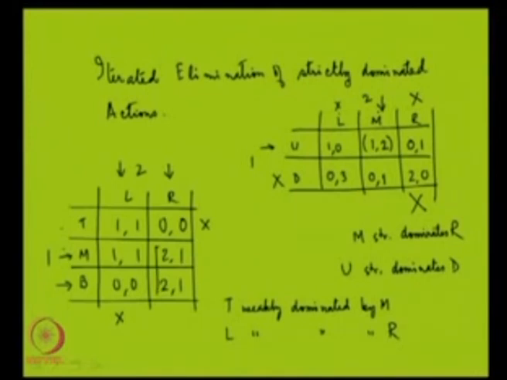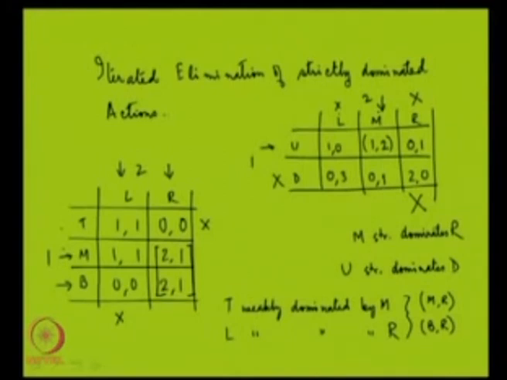So we are left with these 2 action profiles, and you can see that both of them are Nash equilibria. We are left with MR and BR. These are the action profiles that we are left with, and we can check that both of them are Nash equilibria. Now here we started with comparing between T and M and eliminating T, which was weakly dominated by M.